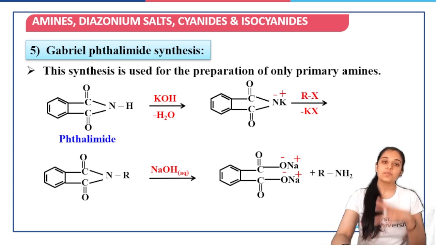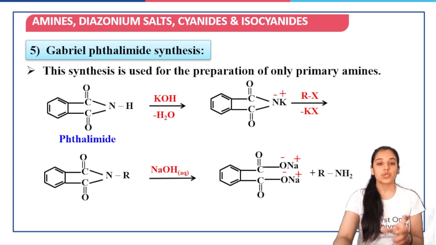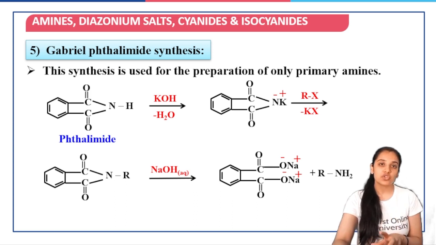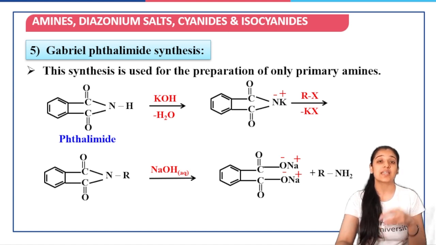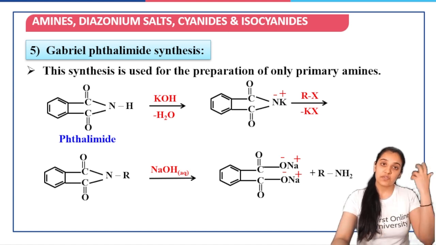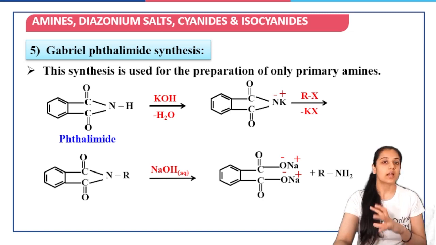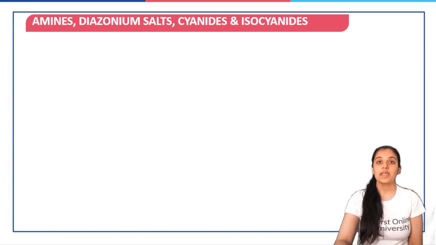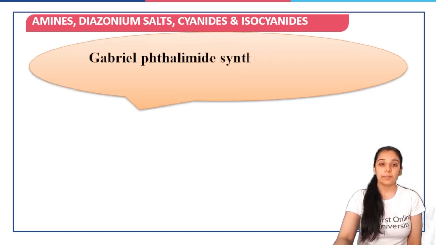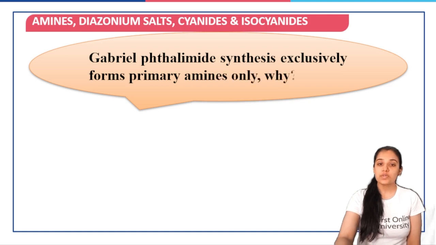Okay, the mechanism is a different thing altogether, but what you need to remember from the examination point of view is how you're getting the product, because that is what is going to help you predict the product in a second. If you go by the mechanism method, that is not time saving, that is actually time consuming. So what we are getting as the product is primary amine. Now, Gabriel phthalimide synthesis exclusively forms primary amines only.